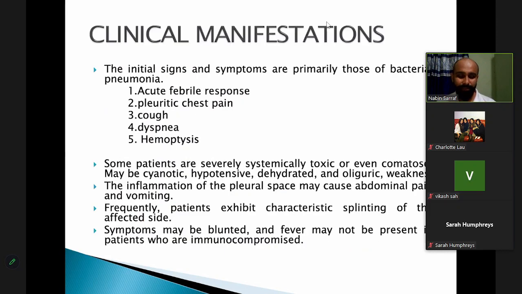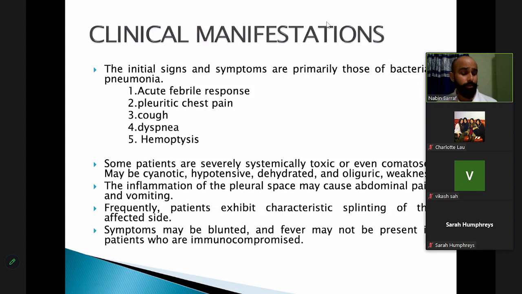Next, please. Okay, now talking about the clinical manifestations. In empyema, the patient's initial signs and symptoms are somewhat the same as those of bacterial pneumonia, like acute febrile response, pleuritic chest pain, cough, dyspnea, and hemoptysis, and even some patients will be severely systemically toxic or even comatose, or may be cyanotic, hypotensive, dehydrated, and oliguric, or weakness can be seen.